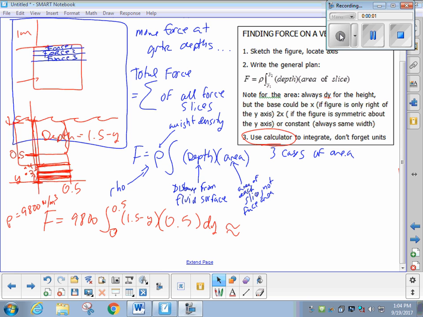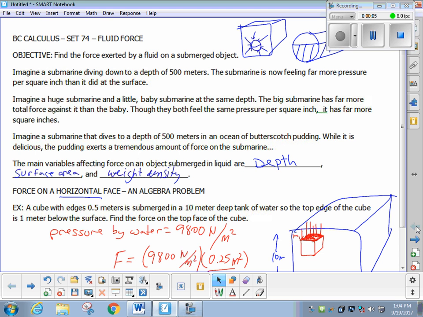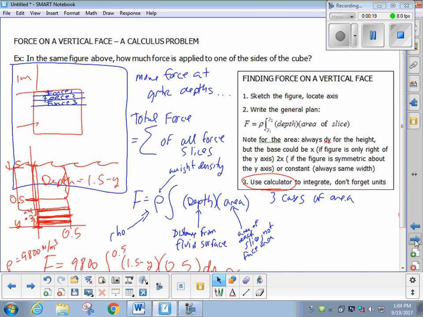For somebody who's just listening to this lesson, sorry, I forgot to record, but here we are in the middle of the notes. That's what the front looks like. It's basically that fluid force depends on depth, weight density, and surface area. The first example is a non-calculus one. Let's focus on the second one.